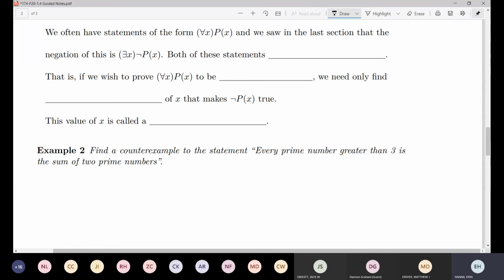So we often have statements of the form for all x, p of x, which we saw in the last section and that we're still going to come back to in a little bit. And the negation of that is there exists an x, not p of x. Both of these statements cannot be true at the same time. You can have cases where one is true and another case where the other one is true, but at the same time, they can't both be true. You can't have it true for all of them but then have one that it's not true for. So you can't have them both.